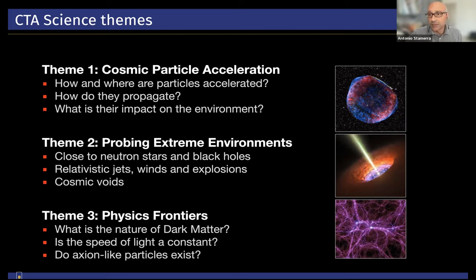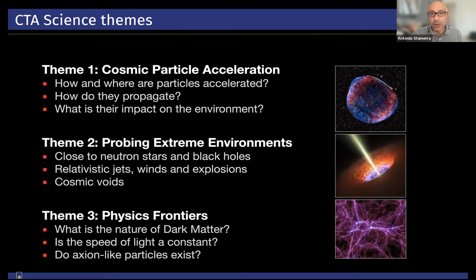And finally, there is the extreme exotic physics, as it is usually called, which is the study of dark matter and of Lorentz invariance violation. I remind you that different kinds of dark matter can have an imprint in the TeV region, according to present theories. And also, for example, to look for axion-like particles.